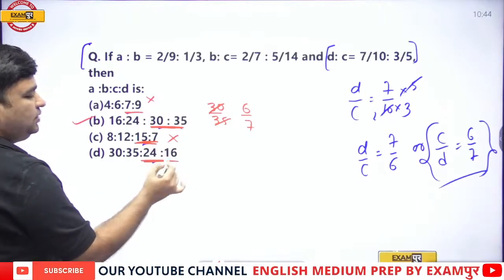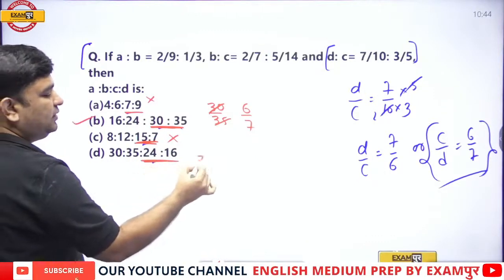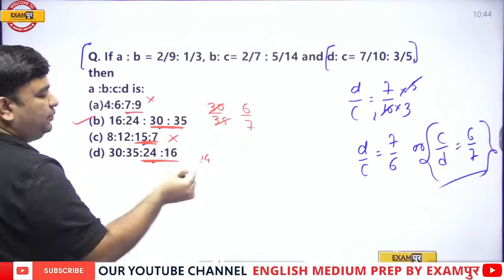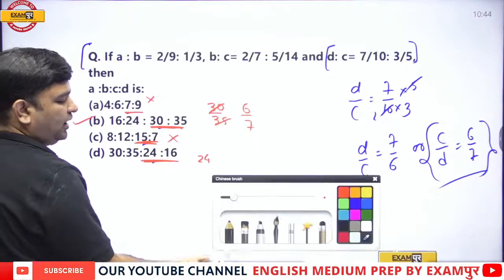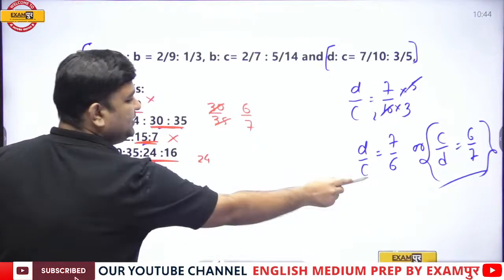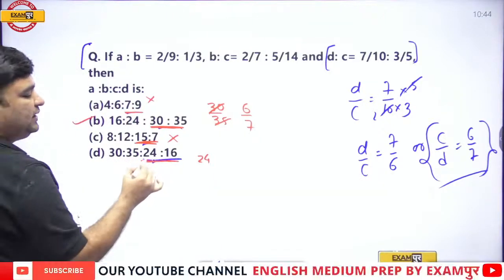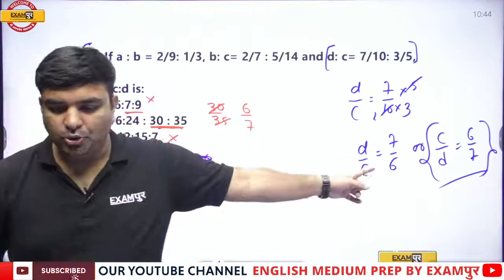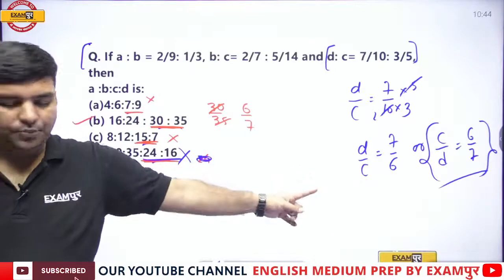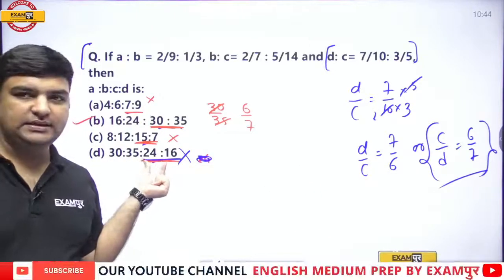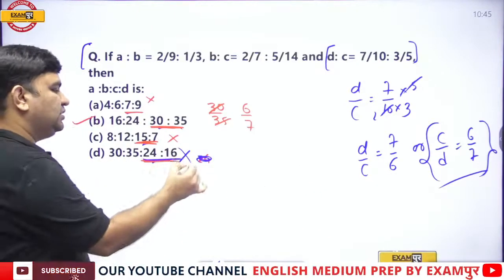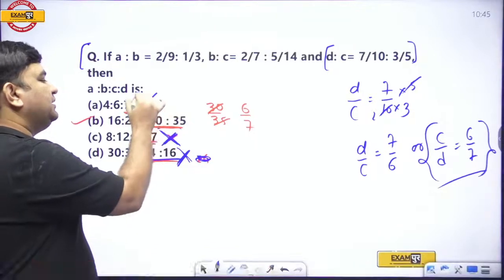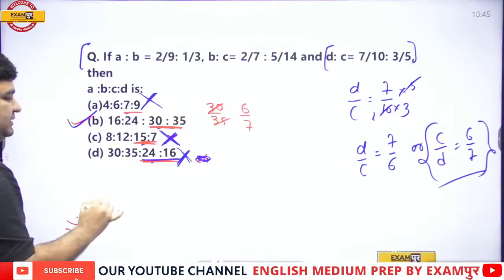And this is also not 6:7, because according to our initial ratio, C should be smaller and D should be more. But here the inverse is there. It is saying that C is more and D is less. So that is also getting eliminated. If all three options get eliminated, then ultimately B is the answer.